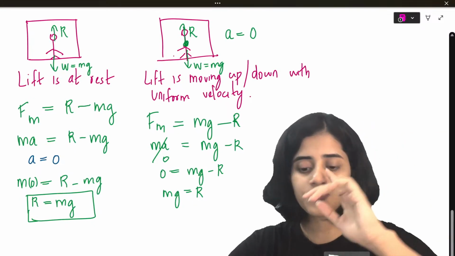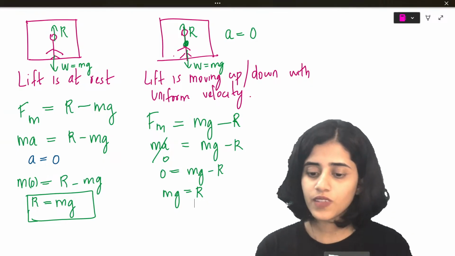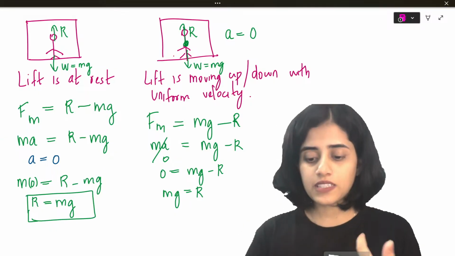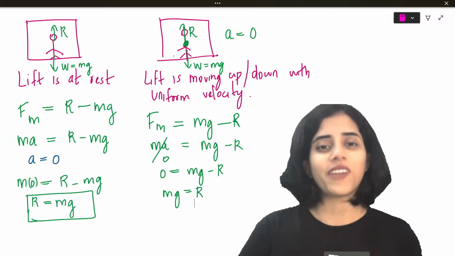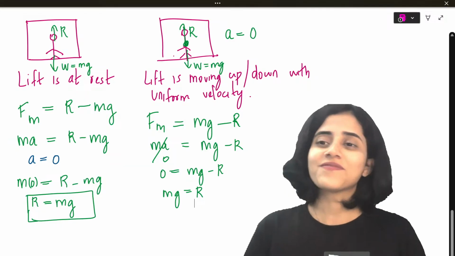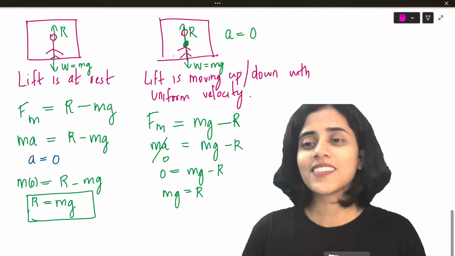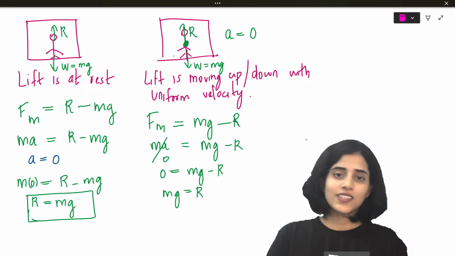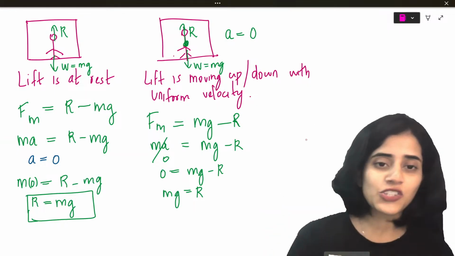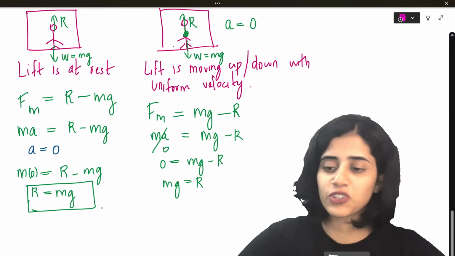I think now it's visible. I hope my face is not covering it. Any doubts here? So students, these are very important. When it comes to KCET perspective and all that, it is very important. All right. Now let's move on to the next case. So this same thing applies when the lift is moving up or the lift is moving down. Mg equals R. So whenever acceleration is 0, mg is equal to R. Shall I move on to the next case?